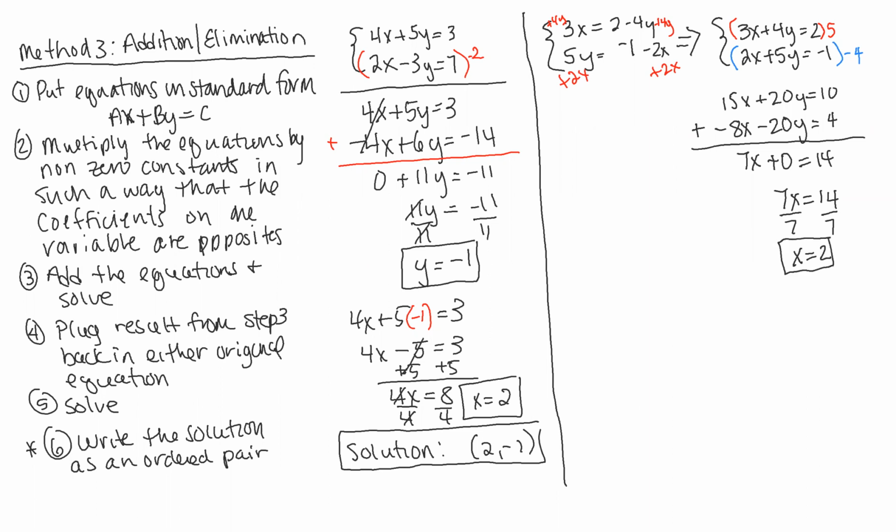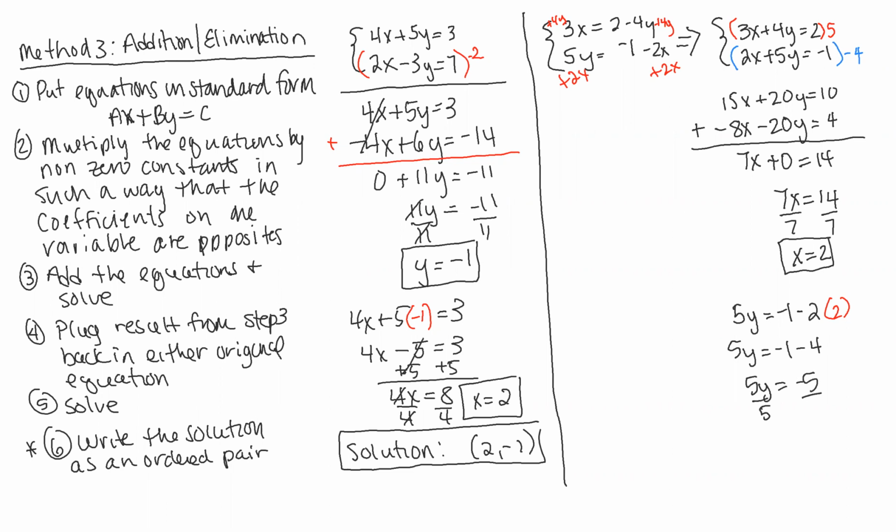So we've got the x coordinate of our ordered pair, but we also need the y coordinate. So let's plug x equals 2 into either of the original equations, it does not matter which. Let's say we choose the second equation. So I've got 5y equals -1 minus 2 times x, which is 2. Okay, so I get 5y equals -1, and then -2 times 2 is -4. So that gives me 5y equals -5.